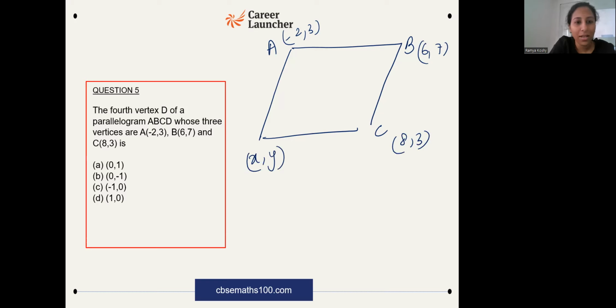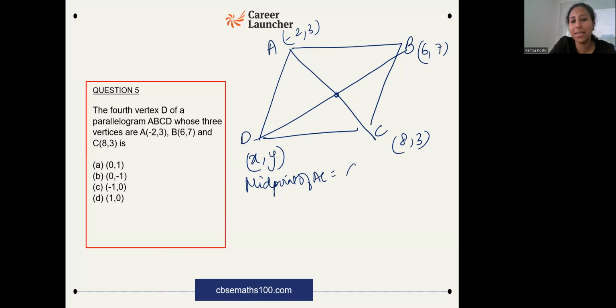All right. Now, if this is a parallelogram, whatever is the midpoint of AC will be equal to the midpoint of BD. So what is the midpoint of AC? Midpoint of AC will be ((8 - 2)/2, (3 + 3)/2). 8 minus 2 is 6, 6 by 2, 3.